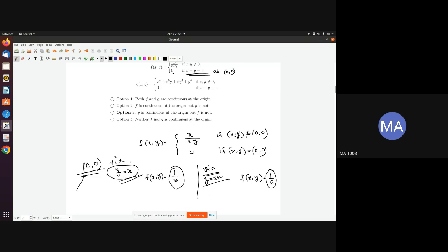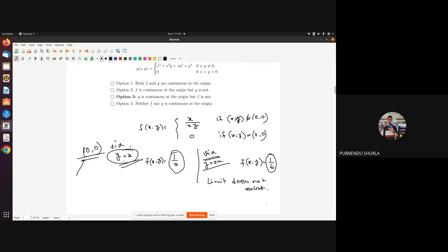It is not unique. So the limit does not exist. Is it clear? Yes, sir. Sir, can you explain this last part via y is equal to 2x?